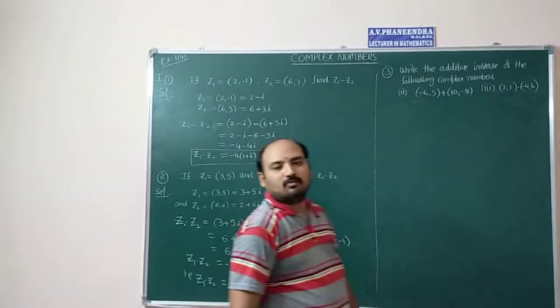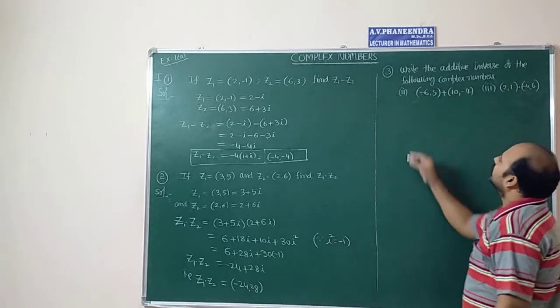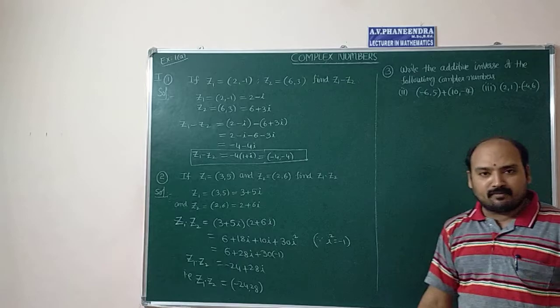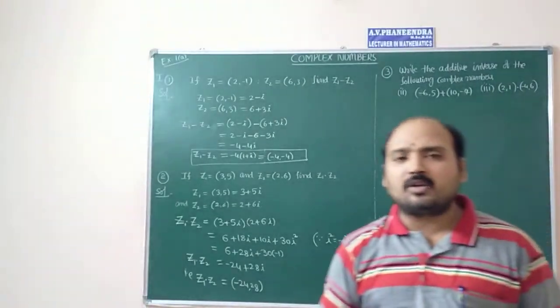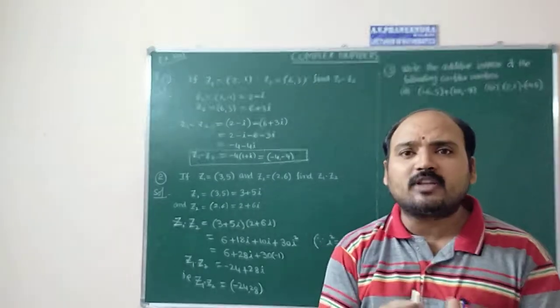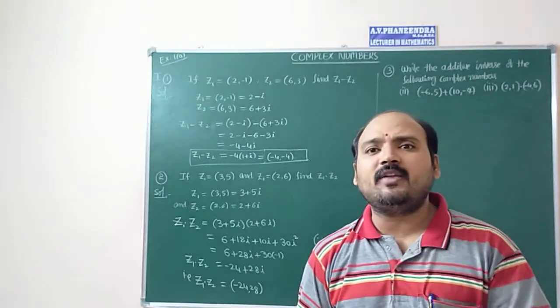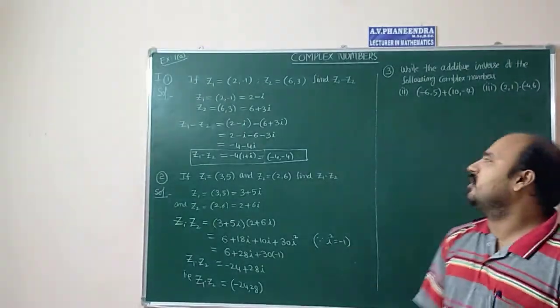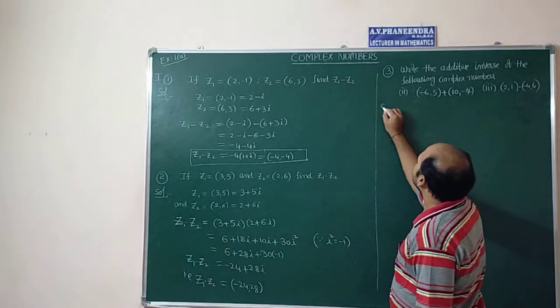Come to the third problem. Write the additive inverse of the following complex numbers. Additive inverse means what? If the complex number z equal to x plus iy, then the additive inverse is minus z. That means minus x minus iy. Therefore, first you have to simplify this.